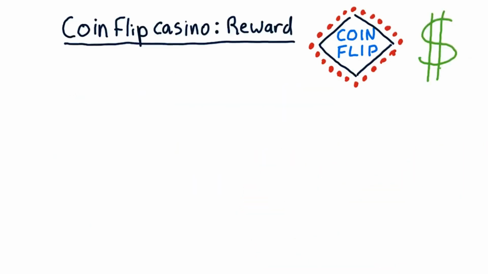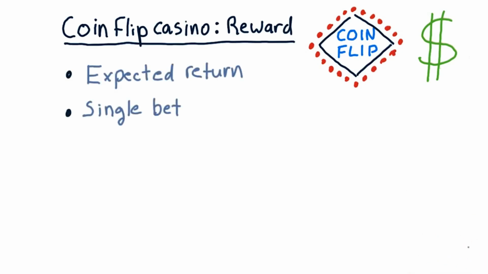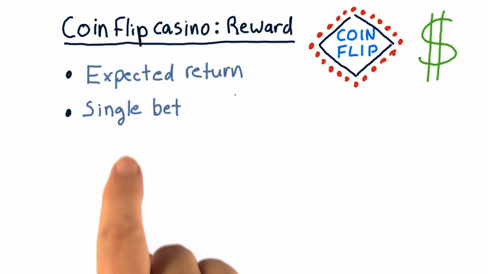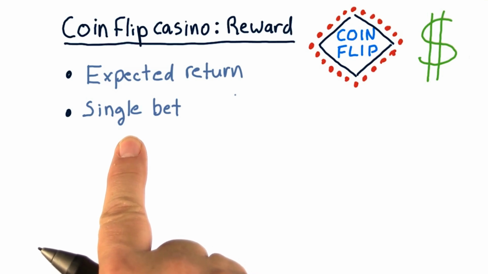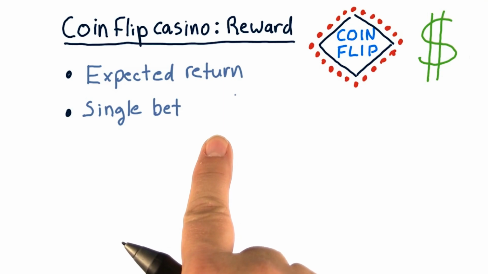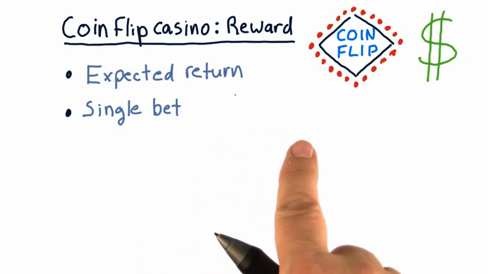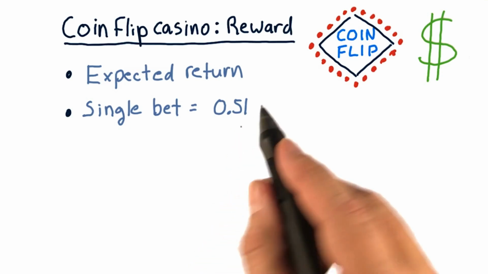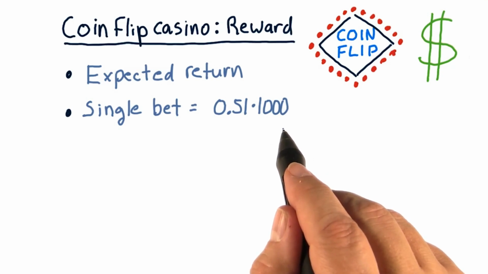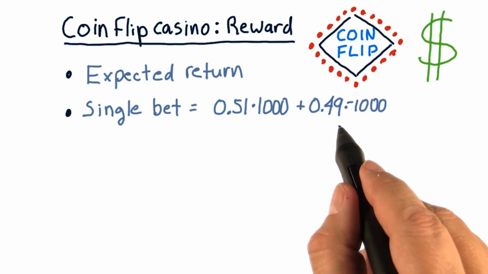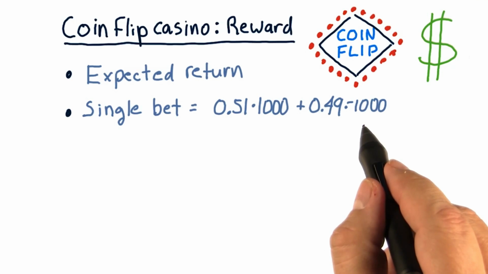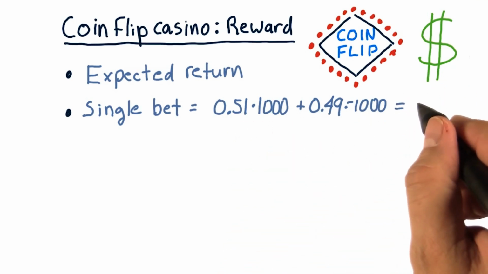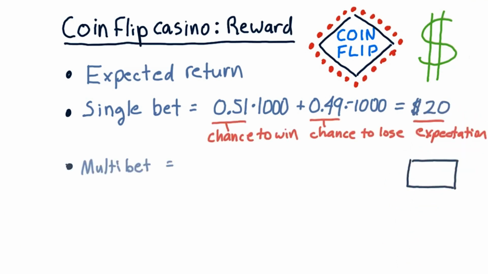To figure out which of these different scenarios is best, we need to consider reward and risk. Let's start here first with reward. So when we talk about reward in this situation, we're talking about our expected return. So in the single bet case where we bet 1,000 chips at once, our expected return is the chance that we'll win the bet times the return we'd get, plus the chance that we would lose the bet times what we would lose. So the chance that we're going to win is 0.51. Remember, it's a biased coin. And we have the opportunity to win 1,000 tokens or $1,000. The chance that we'll lose is 0.49 or 49%, and if we lose, we would lose $1,000. So if you multiply this all out and add it up, you end up seeing that our expected return is $20.